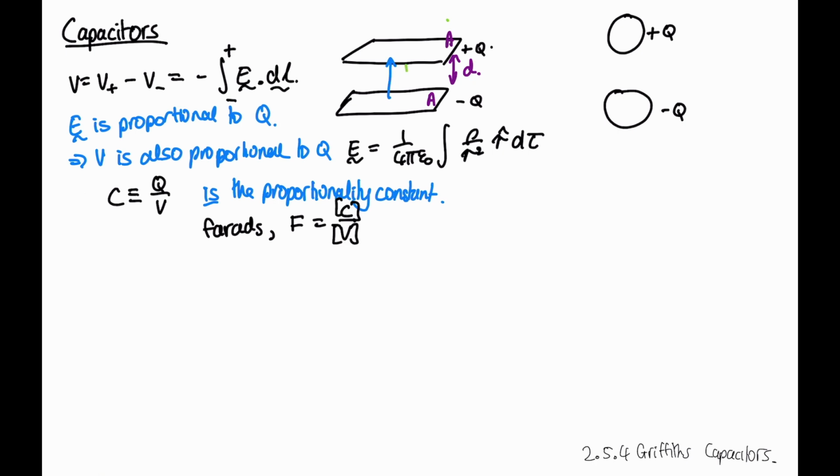Coming out of this positive plate, we've got sigma over 2 epsilon naught going that way, and because this is a negative charge, the electric field is going into this plate here, so that's sigma over 2 epsilon naught, and those are in the same direction. So the electric field between these two plates is the sum of these two things, and they're both in the same direction, so that's sigma over epsilon naught, and it's downwards.